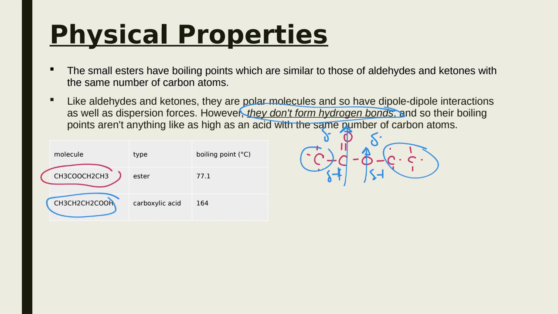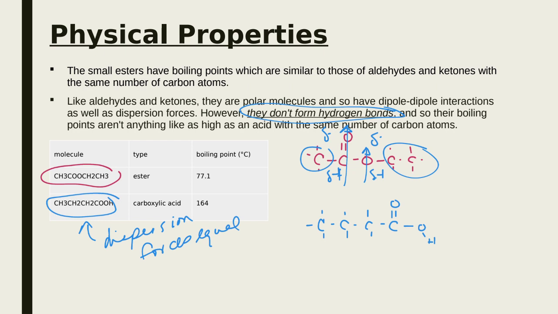So again, we'll draw out this carboxylic acid. This has 4 carbons. So what they're doing here is showing you that these are functional isomers, that both of these molecules have the exact same chemical formula, which means that their dispersion forces are the same. Okay, so dispersion forces are the same only if they have the same chemical formula. So we'll just say equal, meaning that they're all the same.